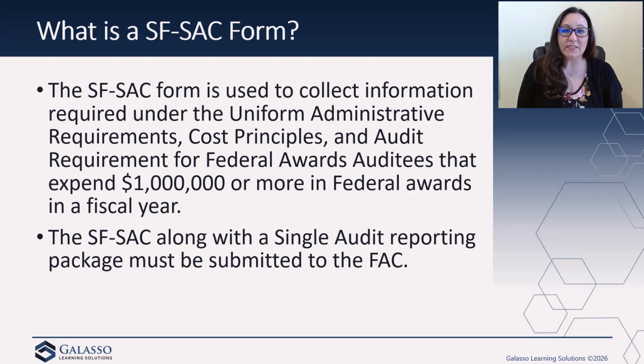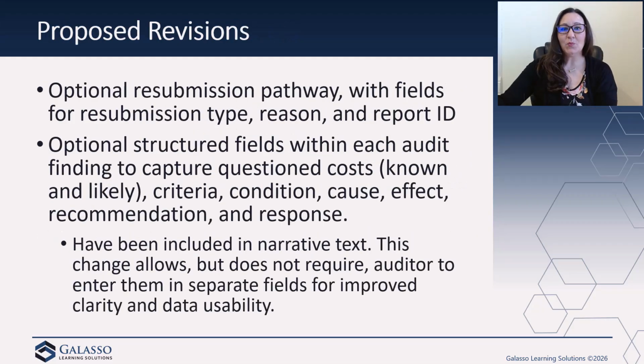So what you do is, if you have spent $1 million or more on federal awards under the new Yellow Book, you have to submit the SF-SAC form along with your single audit reporting package to the Federal Audit Clearinghouse. So we have 4 different proposed revisions.